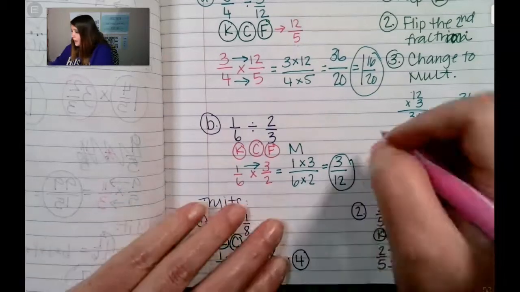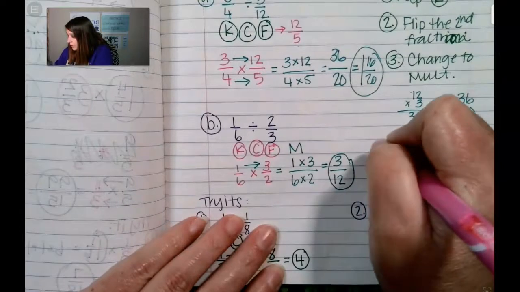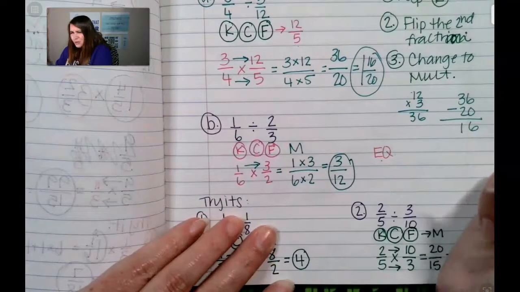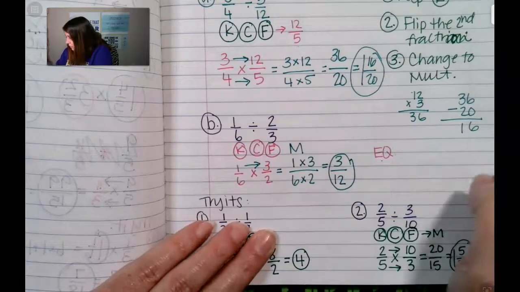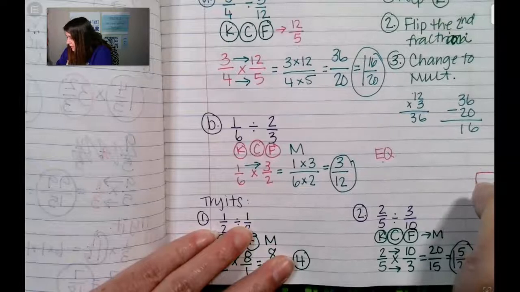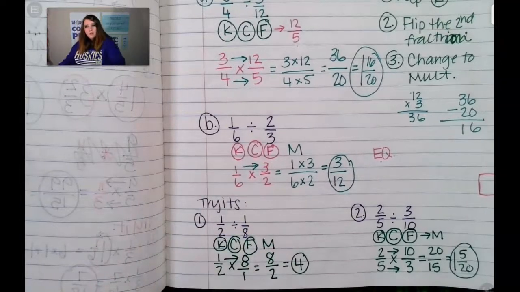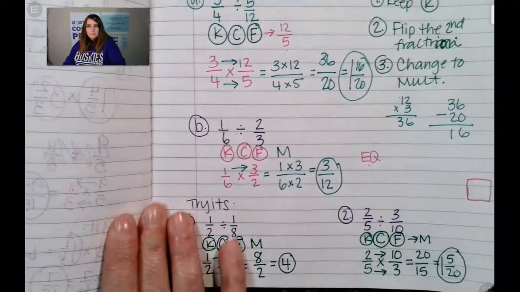Okay, now I want you to answer your essential question. How do we divide fractions by fractions? How do we divide them? And then I want you to put your answer in a box out to the side. There we go.